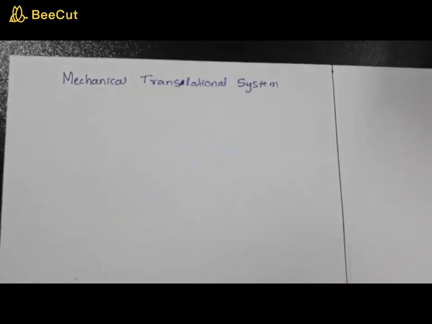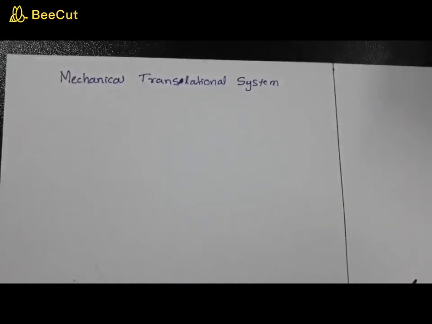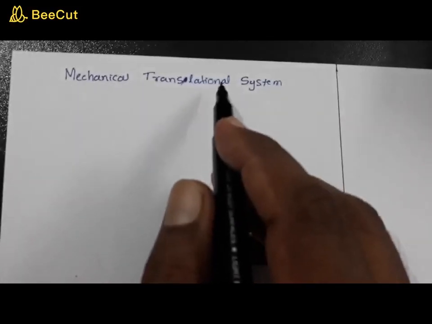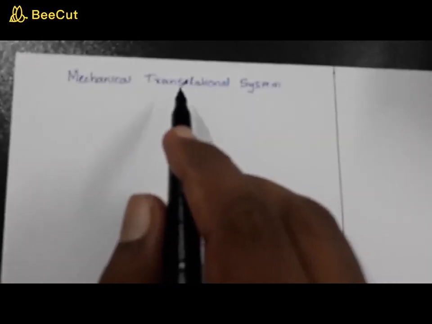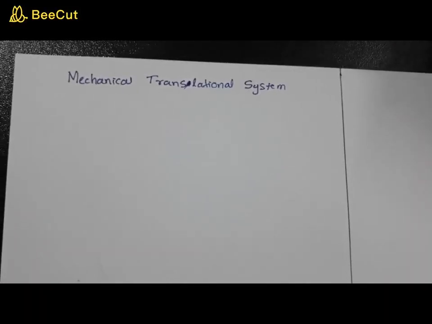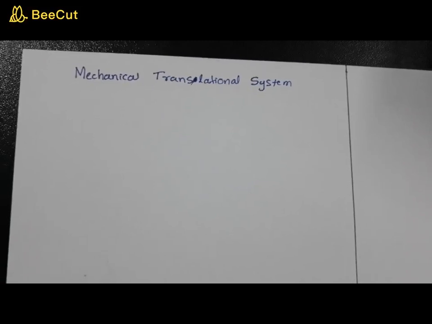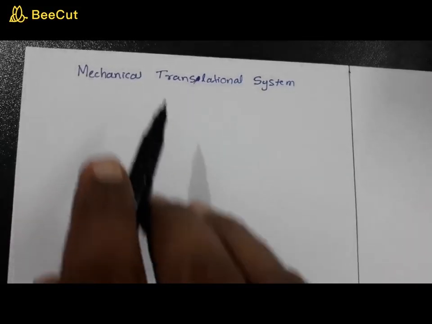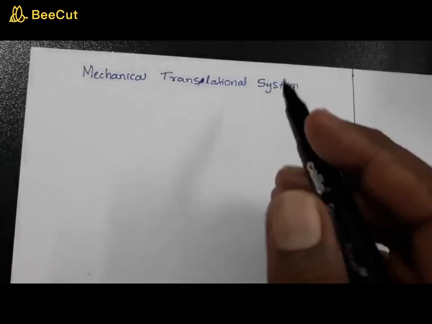Of course, in your syllabus it is given as modeling of mechanical systems, so the rotational system can also be asked, but for the meantime I will only explain the translational system. After understanding this, you can study the rotational system on your own, and if time permits, I will give you a lecture on the mechanical rotational system later on. For the meantime, we'll restrict our discussion to the mechanical translational system.